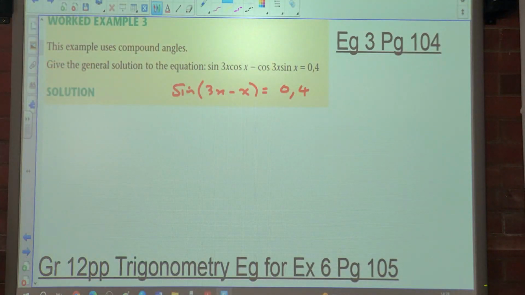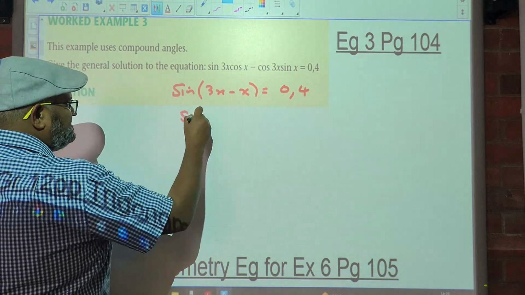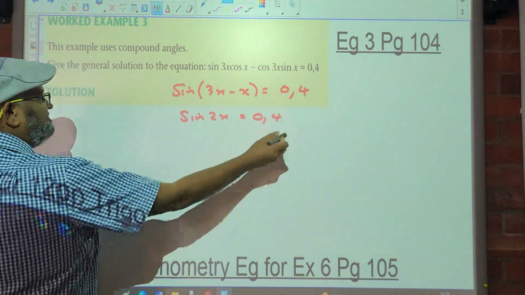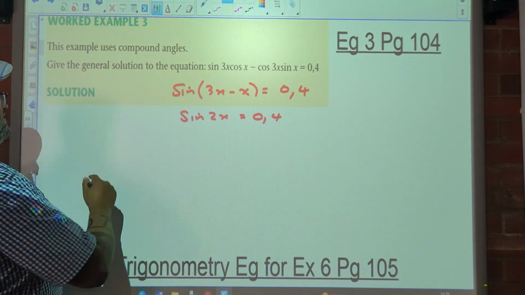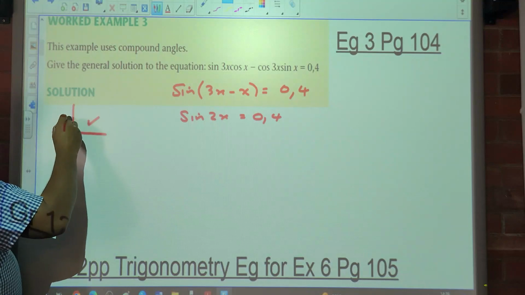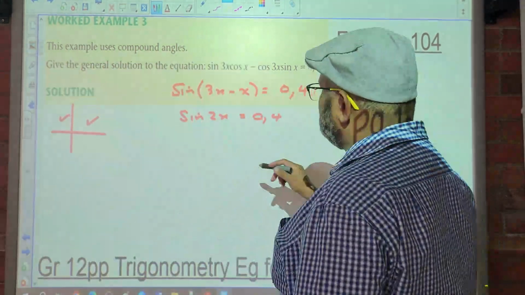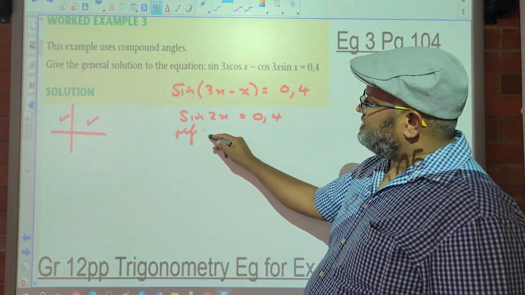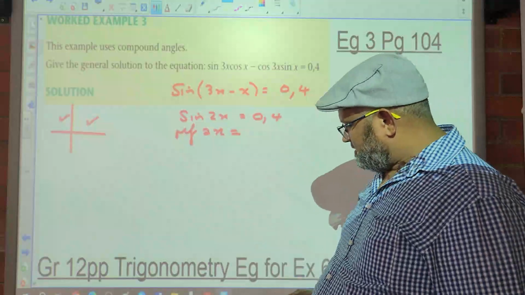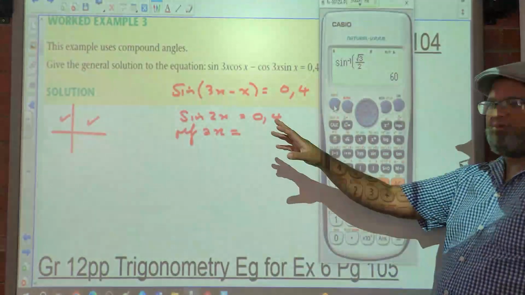Now what? What is 3x minus x? Nice, you guys are good. 2x equals 0.4. Now what do we ask ourselves? The same thing we ask ourselves all the time: in which quadrant is sine positive? Quadrants 1 and 2. How do we get into quadrant 1? So it's going to be, by reference, 2x is equal to arc sine. We normally ask that after we do this.